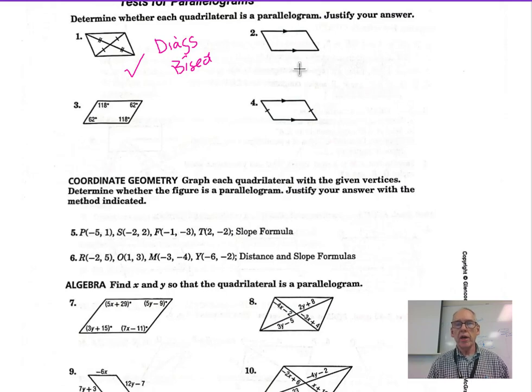Number two, we have exactly one pair of opposite sides, and that's not enough to be a parallelogram. Number three, we have opposite angles congruent. That's a parallelogram.